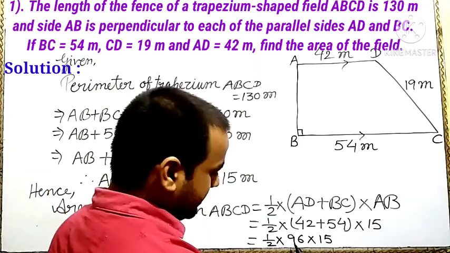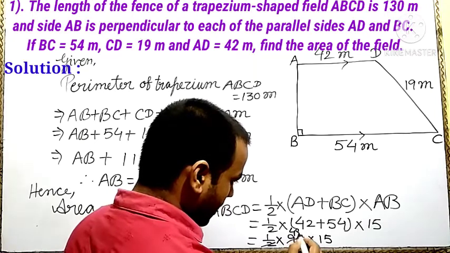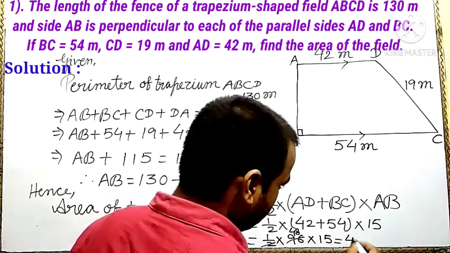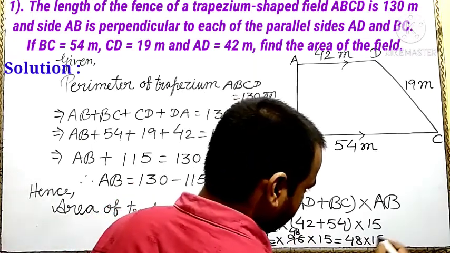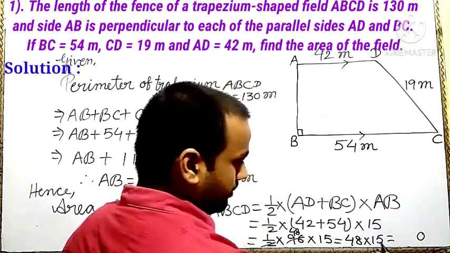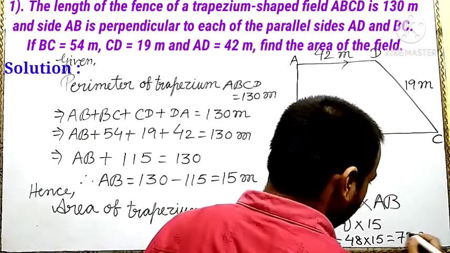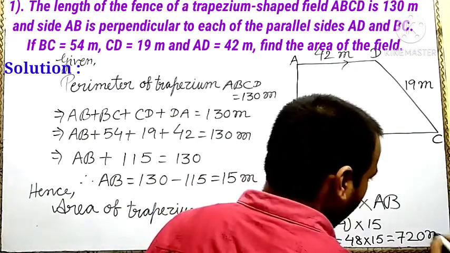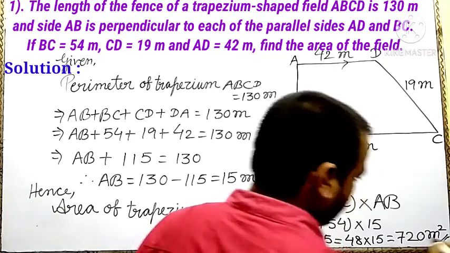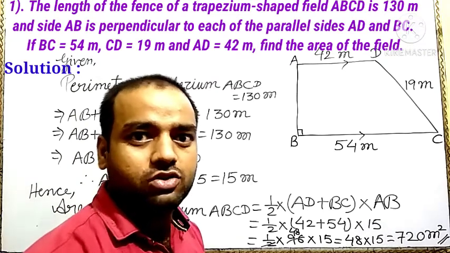Here 96 is a multiple of 2, so divisible by 2: 2 4s are 8, 2 8s are 16. Here we get 48 into 15. 15 8s are 120, carry 12. 15 4s are 60 plus 12, 72. 720 square meter. This is your required answer. Is it clear? Now let us discuss question number 2.